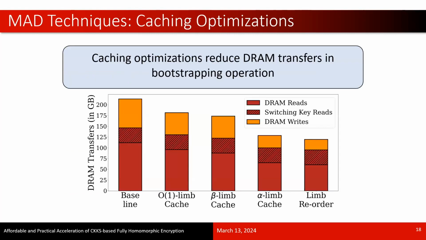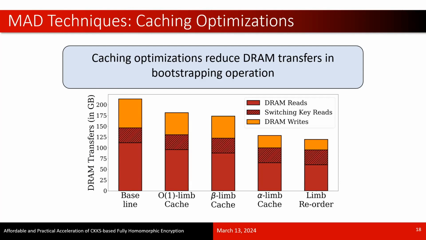The benefits of various caching optimizations are shown here on the slide. On the x-axis, we have different optimizations, and on the y-axis, the amount of DRAM transfers in gigabytes. So as the figure shows, with each optimization, there is large on-chip memory available, thus reducing the DRAM transfers during the bootstrapping algorithm for deploying the various optimizations which I just discussed.